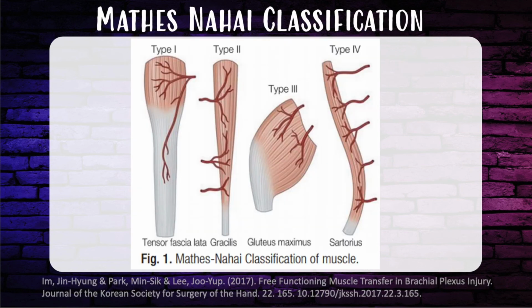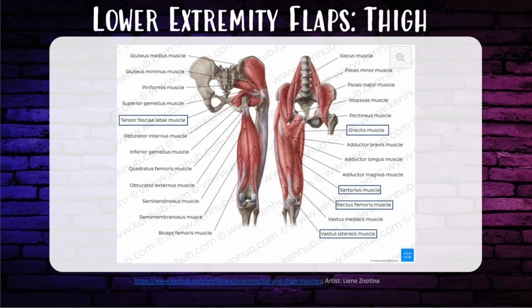Okay, now let's go on to thigh flaps. You can use thigh flaps as a pedicle for regional reconstruction, or we can use them for distal defects. So let's start with the gracilis flap. This is a Mathes and Nahai type 2 flap, meaning it has a major and minor pedicle. The major pedicle is the ascending branch of the medial circumflex, which comes from the femoral artery, and the minor pedicle is the perforating branches from the superficial femoral artery. The origin of the muscle is the symphysis pubis, and it inserts into the medial tibia below the condyle at the pes anserinus. The obturator nerve is used for functional transfer, such as for facial reanimation.